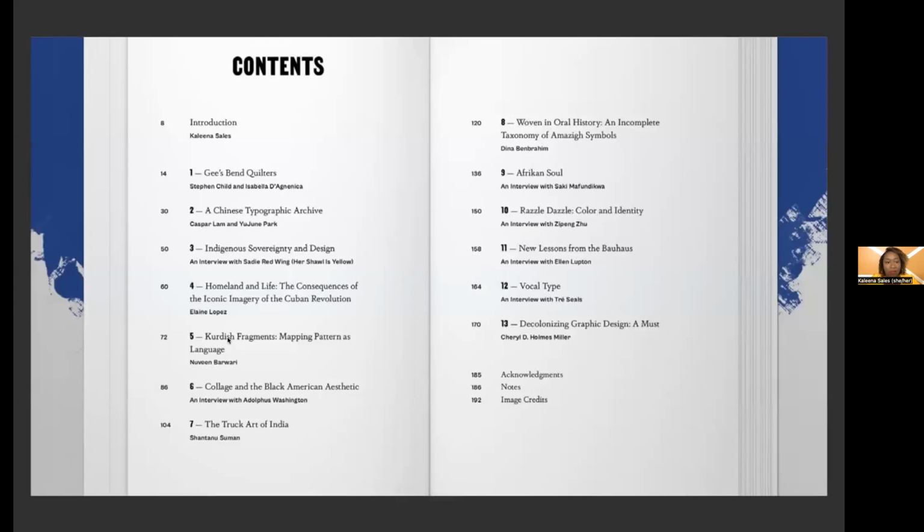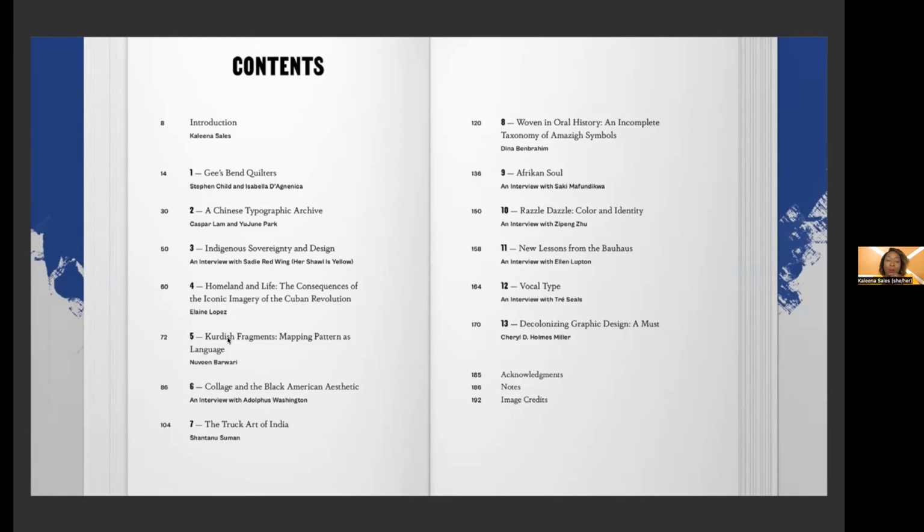I know we are short on time. So here's a preview of the contents of the book. There's a range of perspectives. What I love about what's included is that we're looking at the Gee's Bend quilters, who are a group of women from Alabama, and we're also looking at the work of women in Morocco, the work of Kurdish pattern making, and the truck art of India. And so there's a diverse and really wide breadth of experiences that are being included.